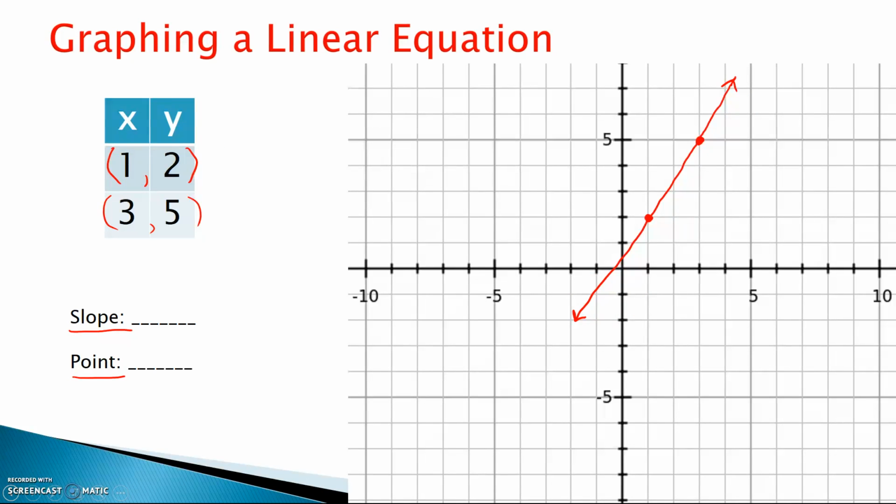All right, so guys, there's our line. We graphed it. All we need really is 2 points. Now, there's a few things that the question is asking me here. Well, identify slope and a point. Let's go ahead and identify slope.